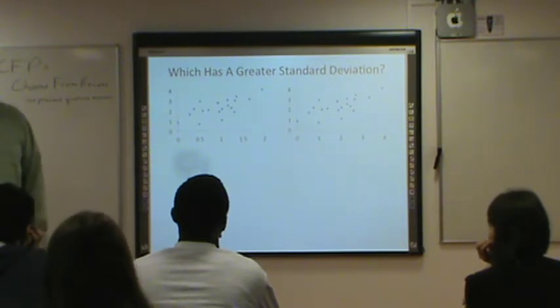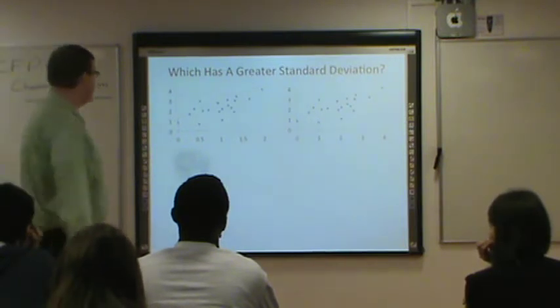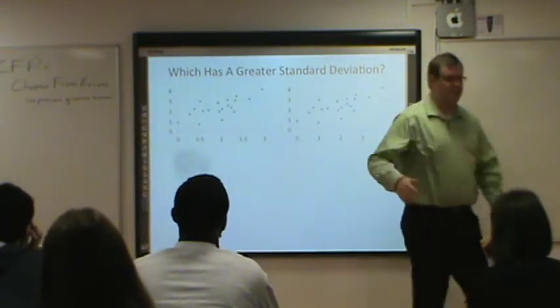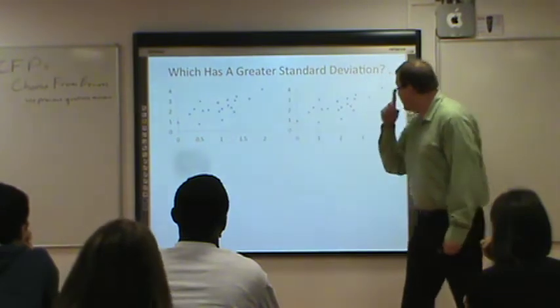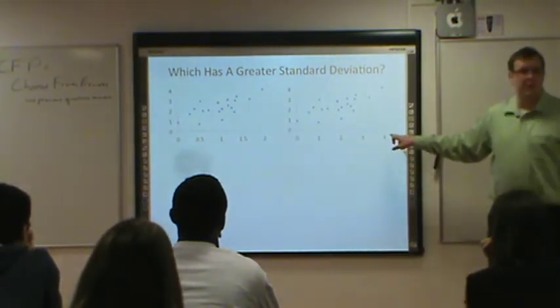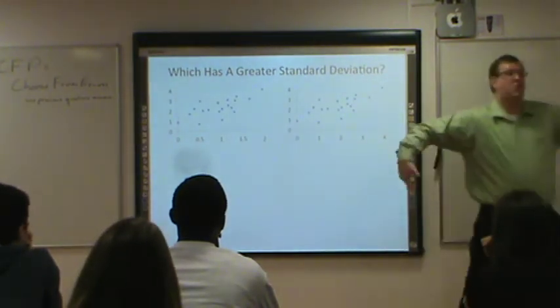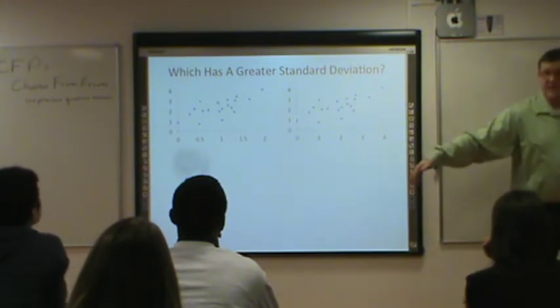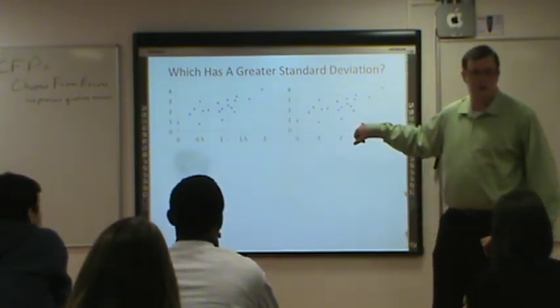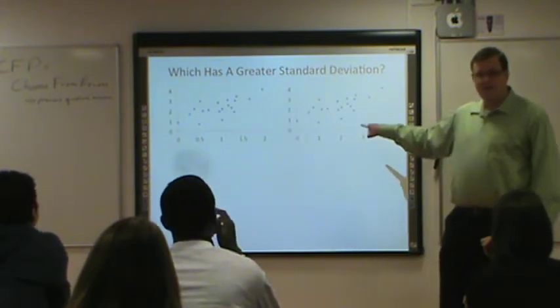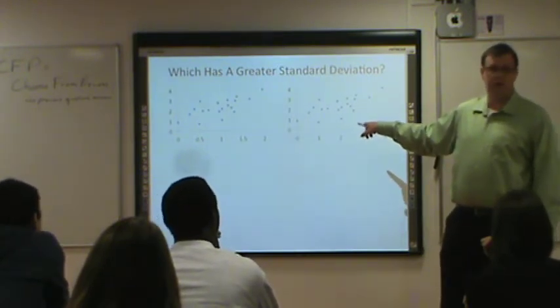The numbers are different. That's exactly right. So even though the points are similarly spaced, you can see that here the range goes from 0 to 2, whereas here it goes from 0 to 4. So we have things more spread out in this direction. So the standard deviation for the independent variable is greater in this one. How about the standard deviation for the dependent variable? Which is greater?